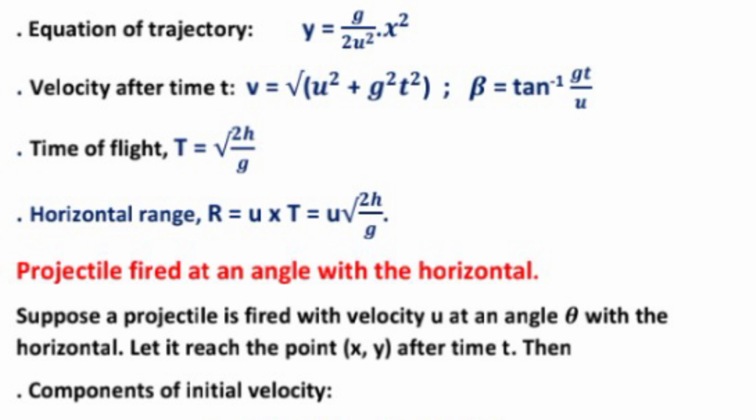Velocity after time t, v equals under root u square plus g square t square, and beta equals tan inverse gt upon u. Time of flight t equals under root 2h upon g. Horizontal range r equals u into t, and it will be equal to u under root 2h upon g.